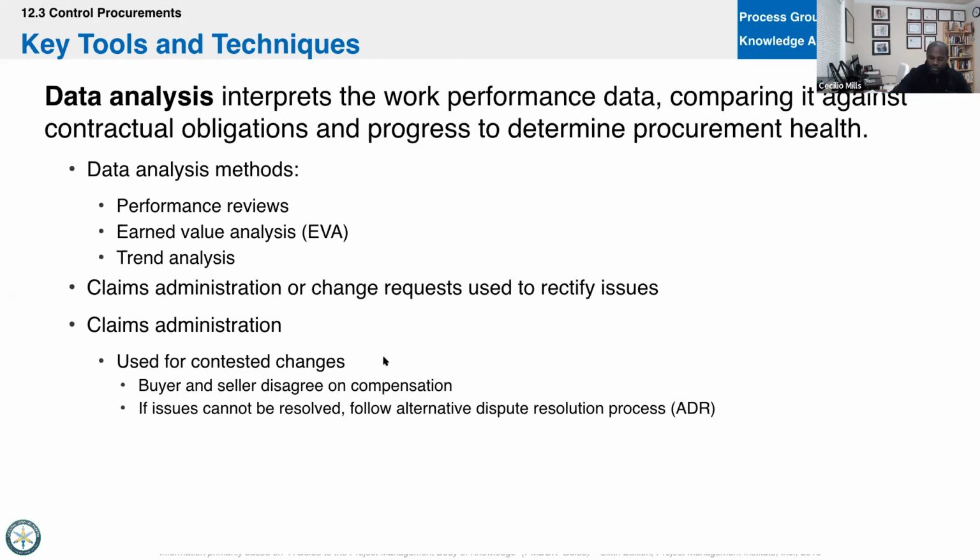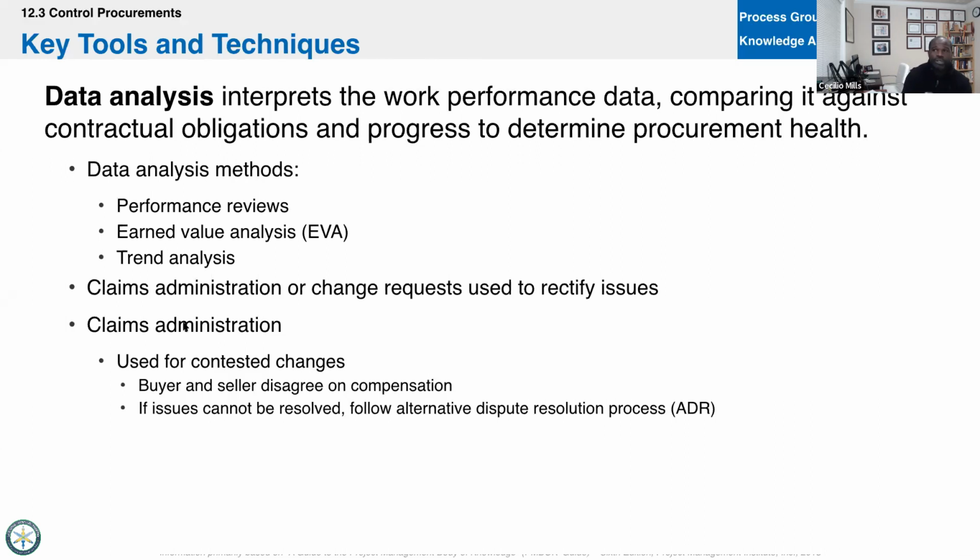It costs less than going to a full-blown trial. And PMI is going to say, what should the project manager do? If they say, what should you do, you're going to pick, I'm going to follow the claims administration procedure, or I'm going to follow the dispute resolution process. If they say what's happening, then you're going to pick, they're negotiating, or they're mediating, or they're arbitrating, or they're litigating, okay?